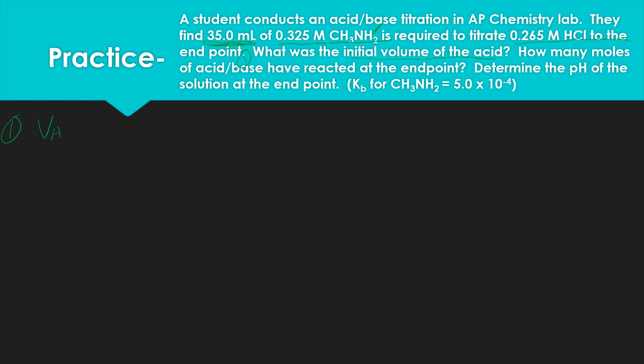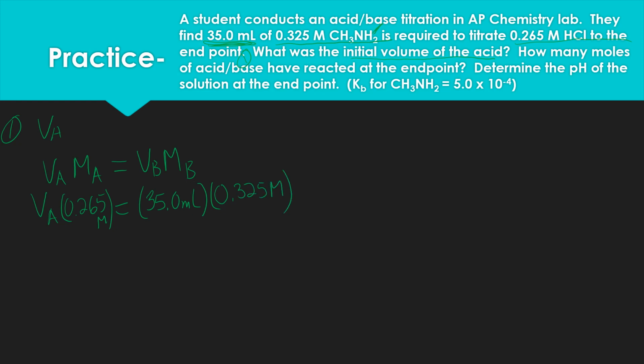Well, we've got a volume and molarity of our base. We've got a molarity of our acid, so we can use our dilution equation. And I'm just putting A and B to indicate acid and base, so we can keep track of our numbers. So our volume of our acid is what we want. Our molarity of our acid is 0.265 molar. Our volume of our base is 35.0 milliliters. And our molarity of our base is 0.325 molar.